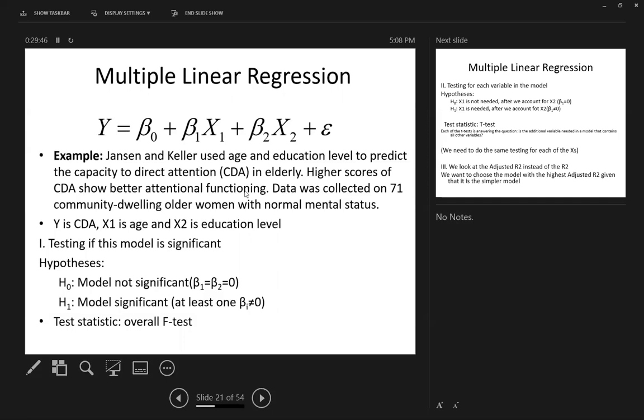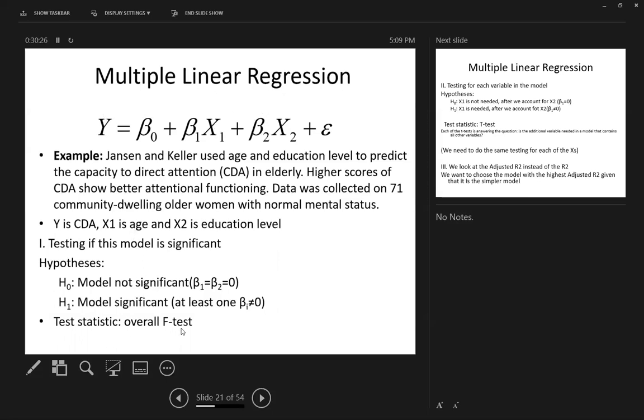And we want to look at age and educational level and their association with CDA. So X1 is age, X2 is educational level, and Y is CDA, which is a score on capacity to direct attention. In the example here, data are collected on 71 community dwelling older adults with normal mental status, and we want to test if the model is significant. This means that if I enter X1 and X2, do X1 and X2 significantly predict Y?